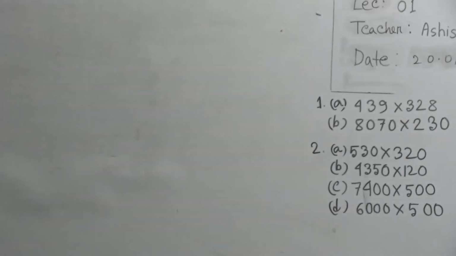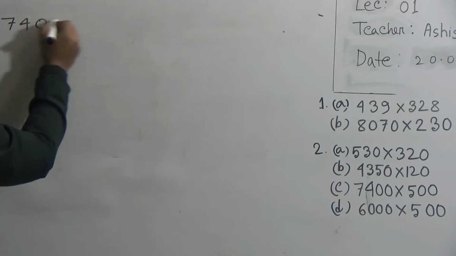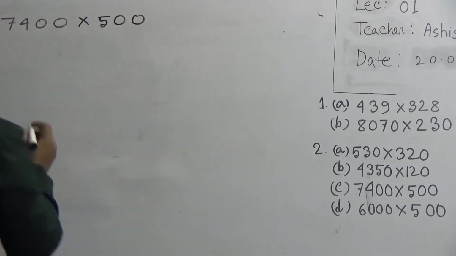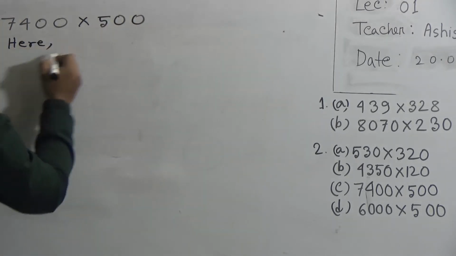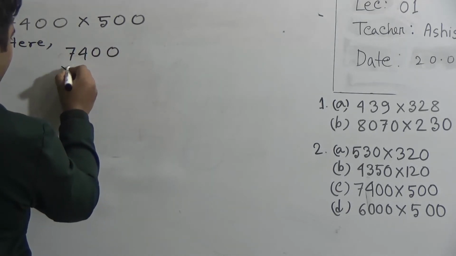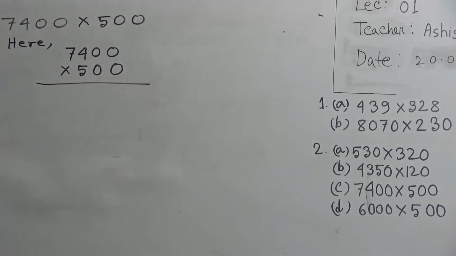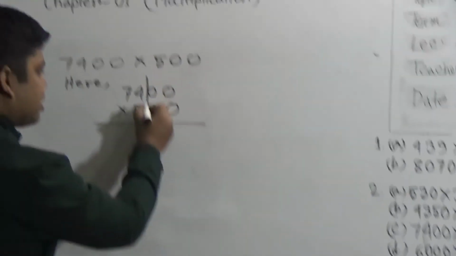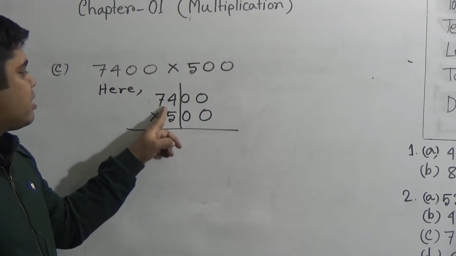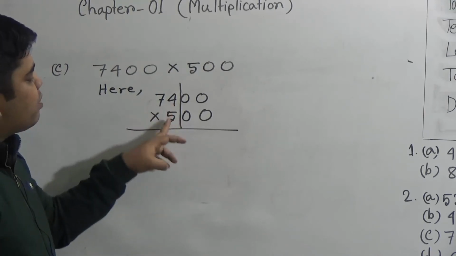Question number C is so easy. 7400, that means 7400 multiplied by 500. Okay, first of all we write here 7400 multiplied by 500. What can we do first? First of all, we separate this 0 from this digit. Here 74 and here 5. 74 is multiplicand and 5 is multiplier. So we first multiply 74 by 5.